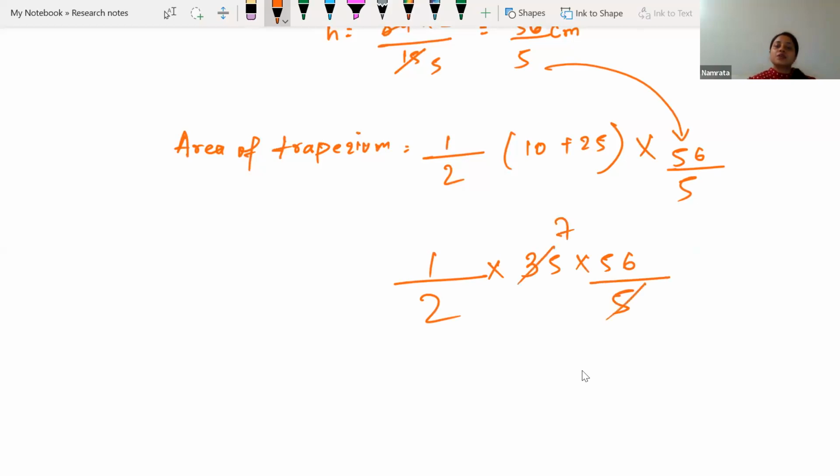5 7 times 35, 2 2 times 4, 2 8 times 16. 8 7 times 56, 6 carry 5, 7 2 times 14, 15, 16, 17, 18, 19. We got this much centimeter square as the area of the trapezium. Now let's get back to the whole scenario.